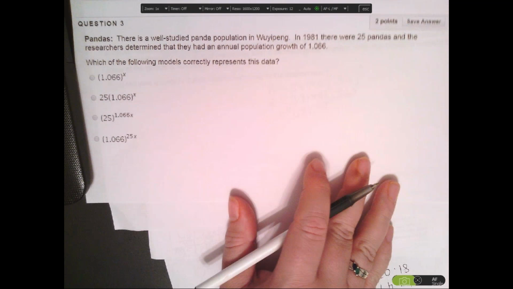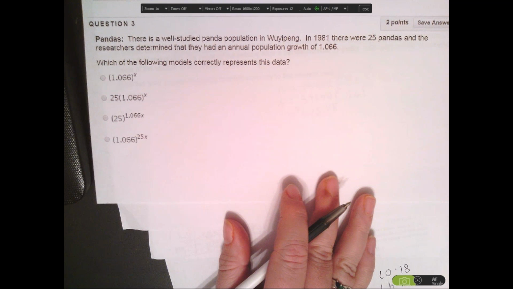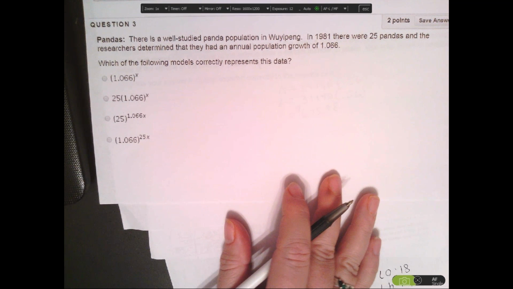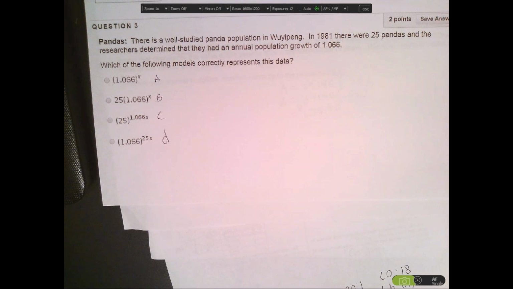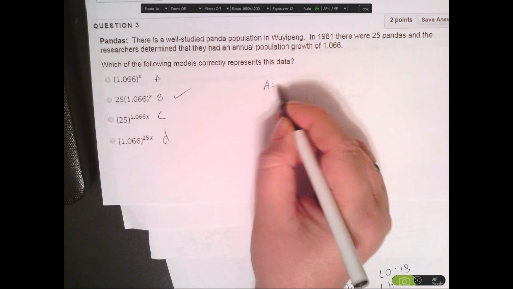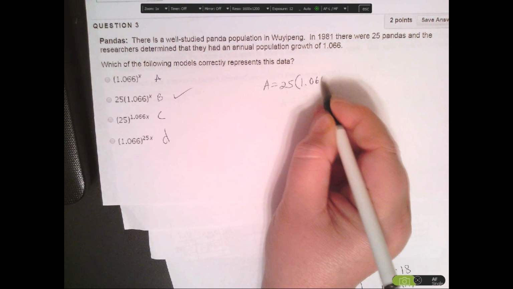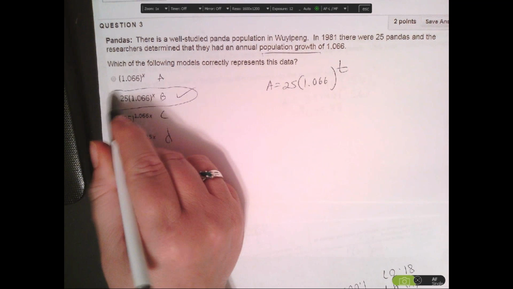Got time for another one? Looking at those pandas again. I think we just did one like that. So which one would it be? A, B, C, or D? Already got a B there. Anybody agree with Bridget? Initial amount is 25. They gave you the growth rate, so you don't have to add the 1. So she is absolutely correct.